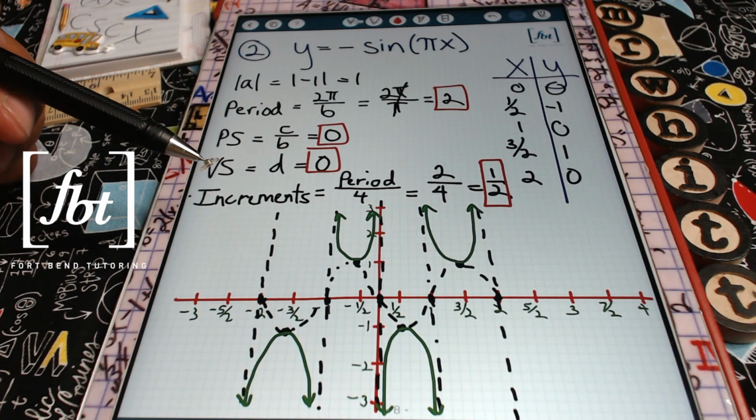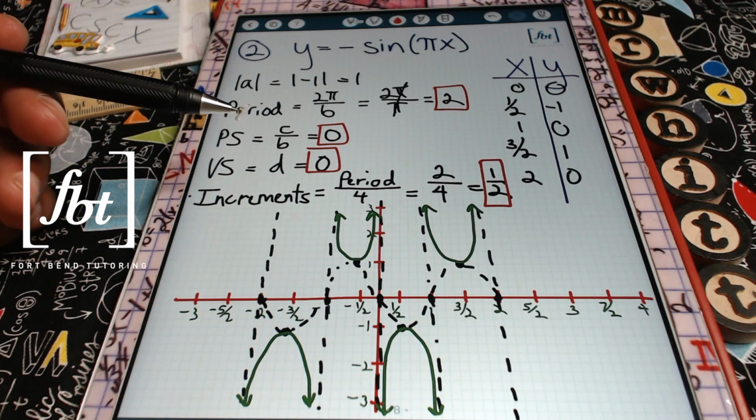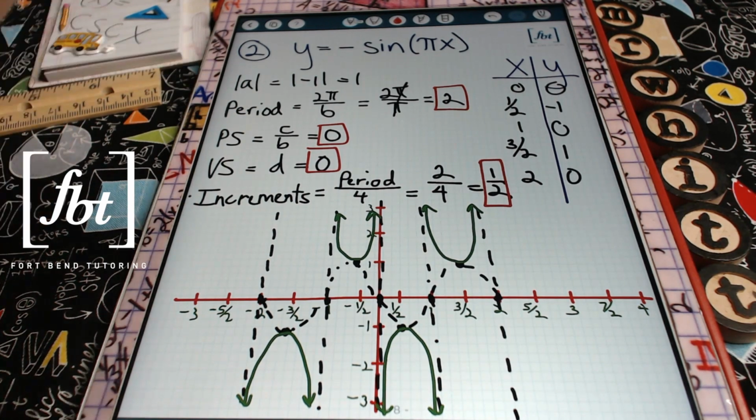And unless there's a vertical shift where they are moving this graph up or down, you won't have any x-intercepts. And that completes problem number 2.